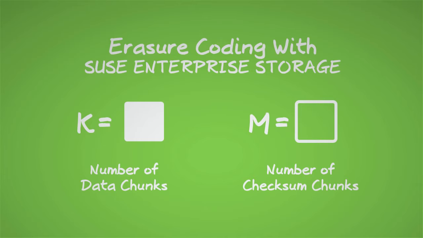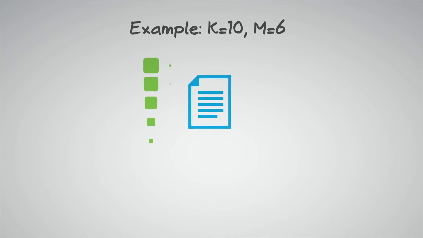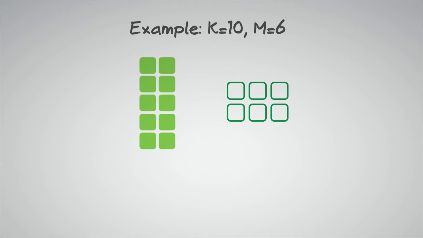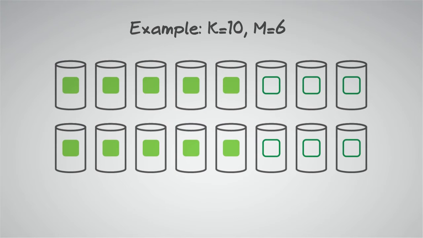Let's take a look at an example. For instance, K10M6 is a common choice. Choosing these parameters ensures that the data is divided into 10 blocks and that 6 erasure code blocks are computed, spread over a total of 16 drives. Any 10 of those drives can recover data, which means any 6 drives can fail, and you only need 60% additional storage capacity to get this high level of protection.